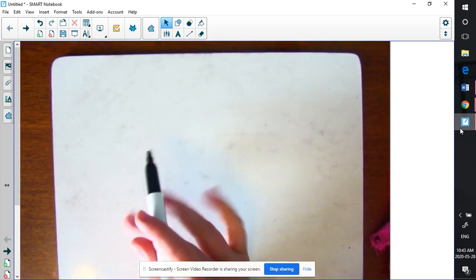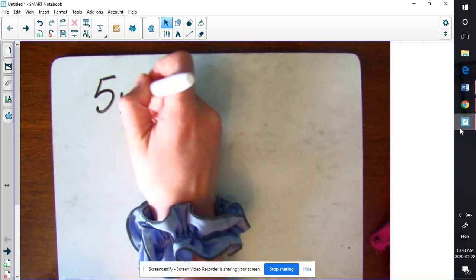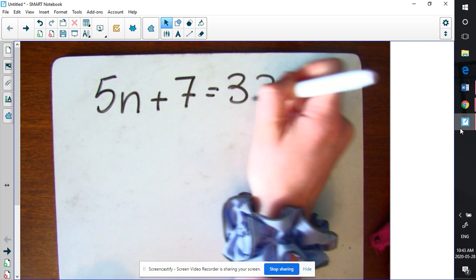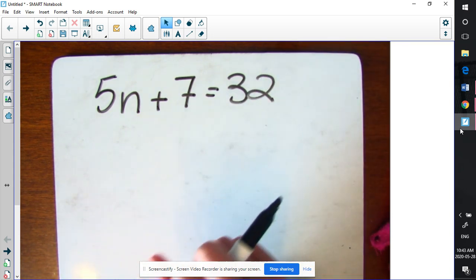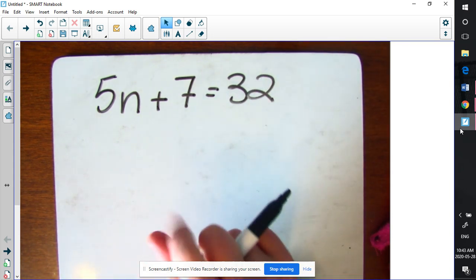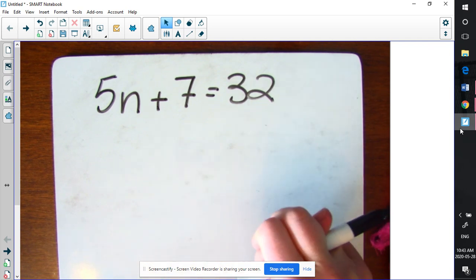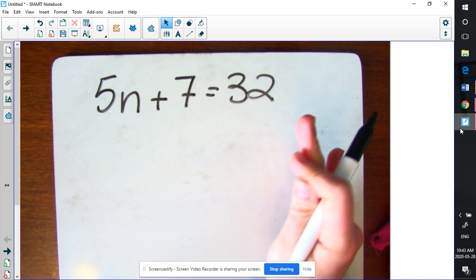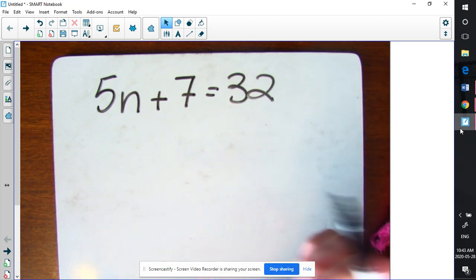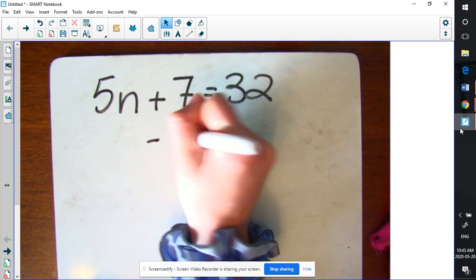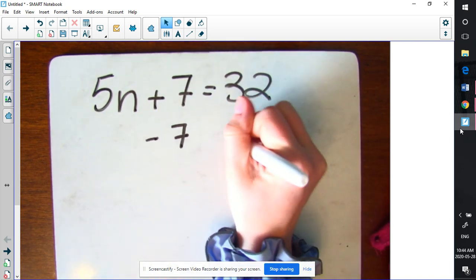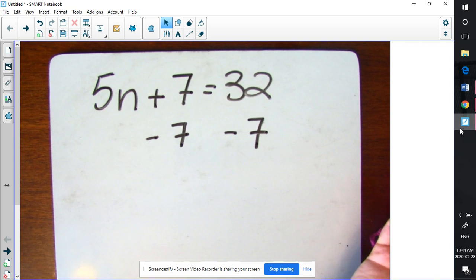Okay, let's do the next one. 5n plus 7 equals 32. So once again, this is a two-step equation. The first step is always to deal with the addition or the subtraction. So in this case, there's addition, there's plus 7. The opposite of adding is subtracting, so I'm going to subtract 7. Whatever I do to one side, though, I have to do to the other, so I'm going to subtract 7 here as well.